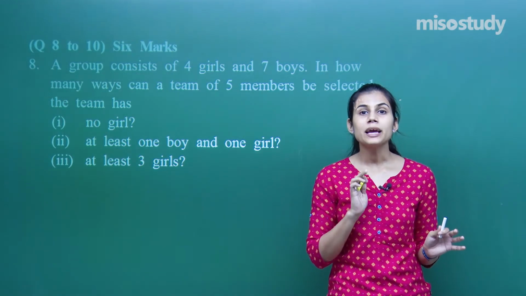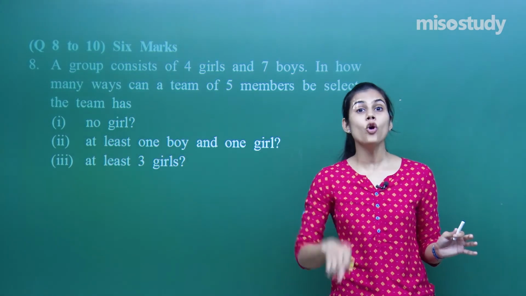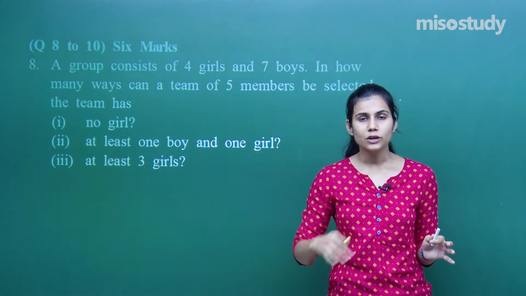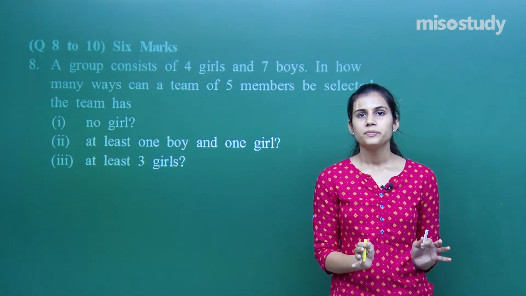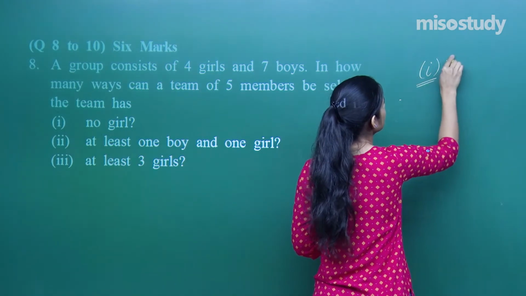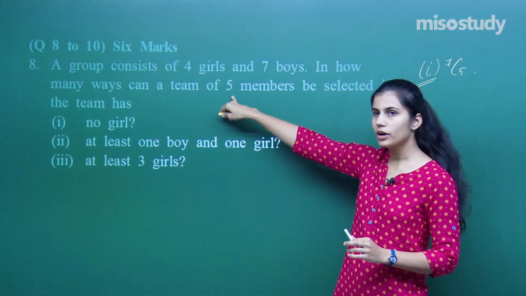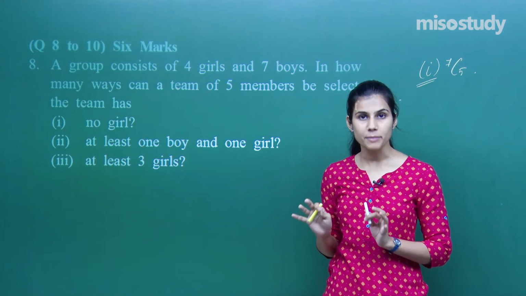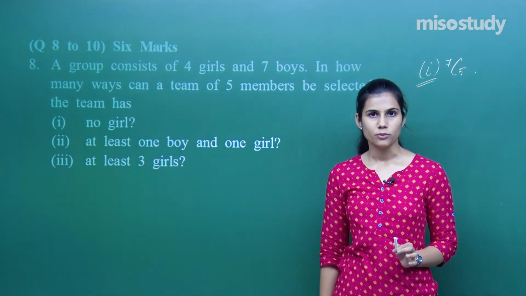Number of ways in which a team can be formed of 5 members wherein you have 4 girls and 7 boys available in which there is no girl. That means you want to form a team of 5 members with only boys and you have 7 boys available. So the question boils down to finding the number of ways in which 5 boys can be selected out of 7 boys, and that can be done in 7C5 ways. Each of those selections gives you a team of 5 members in which there will be no girl, formed with the available 7 boys.